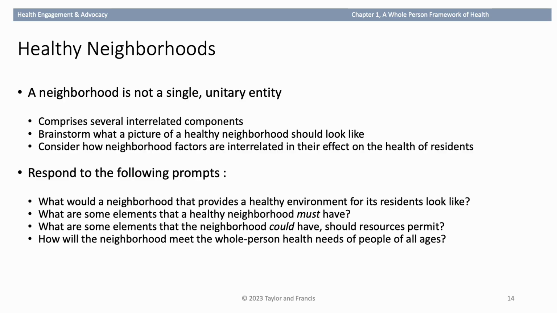What would a neighborhood that provides a healthy environment for its residents look like? What are some elements that a healthy neighborhood must have? What are some elements that the neighborhood could have should resources permit? How will the neighborhood meet the whole person needs of people of all ages?